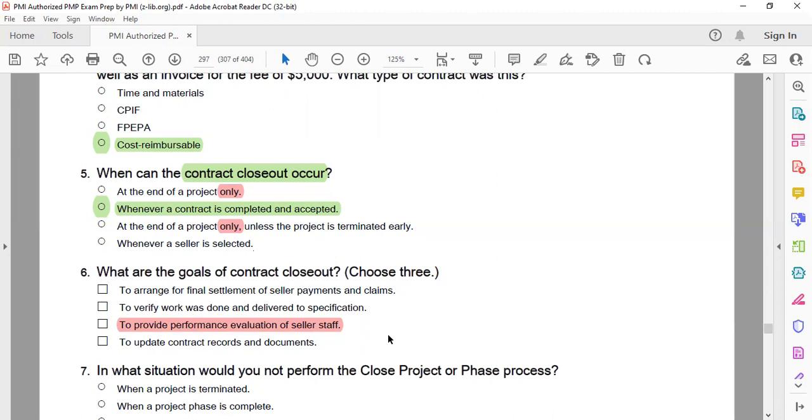Yeah, but contract records, in the sense, is it like the lessons learned, you have to update it, right? Lessons learned. Okay, okay. Update the lessons learned and documents. Okay. Archives. Yeah, okay, okay.